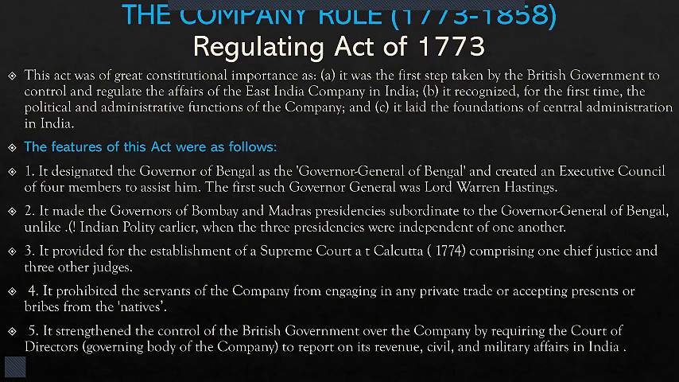So what used to happen is they used to enjoy a lot of power and do all the things on their own. They used to handle the civil, military, and revenue affairs on their own. No one used to report to anybody else. So now what happened was, through this act, they had to report all these revenue, civil, and military affairs of India to the British government. Okay. So now, let's go to our next one.